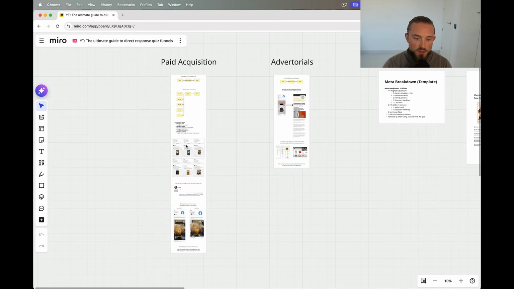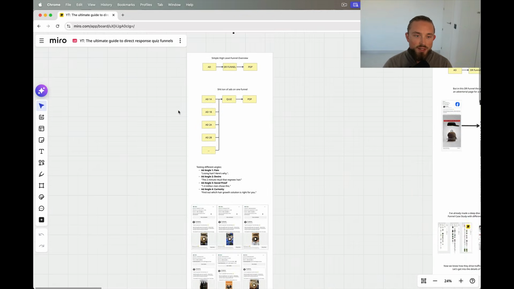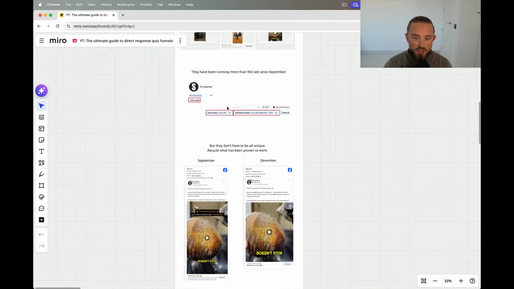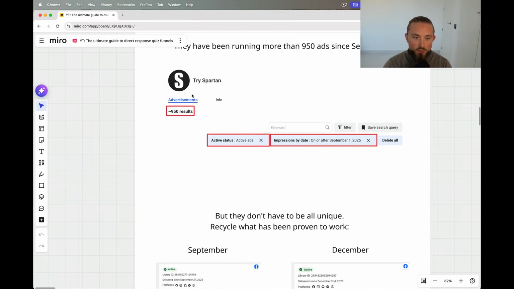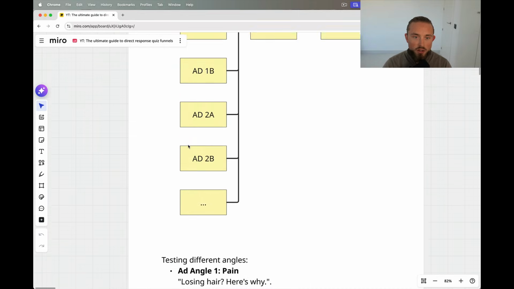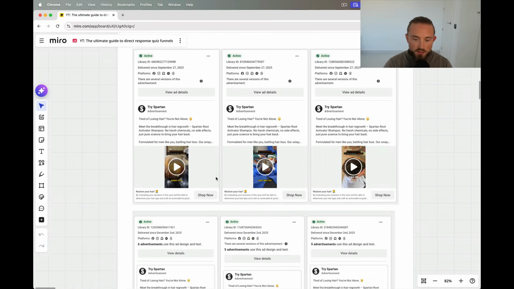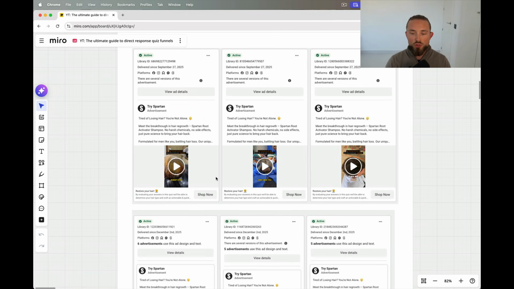Now, first things first, for this quiz funnel, I just took a brand example that you're probably going to be familiar with, which is Try Spartan, right? They sell hair care products for men, and now if we look at the ad library, you can see that they have dozens of different ads. They're just crushing with VSL ads, image ads, and all of that stuff, right?